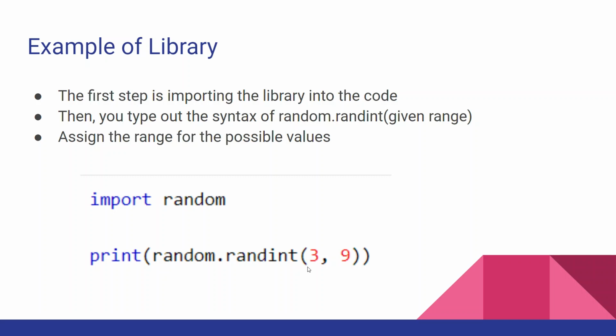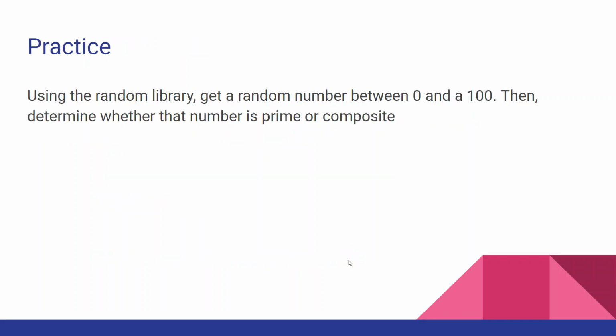So we have to use a syntax of random, which refers back to the random library, and then we're going to call a specific function in the random library, which is randint, which basically gives us a random integer. However, we have to give it two parameters. These two parameters are going to be the beginning range and the end range, meaning that the integer it returns back to us is going to be between 3 and 9.